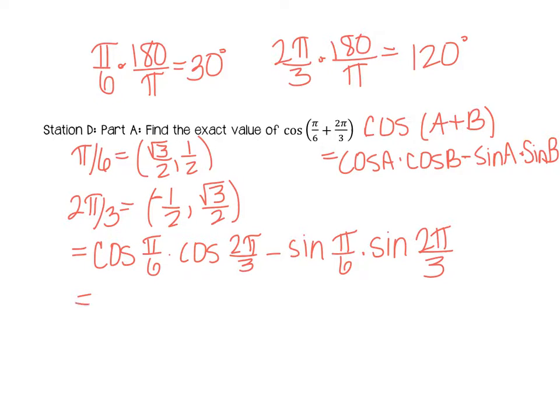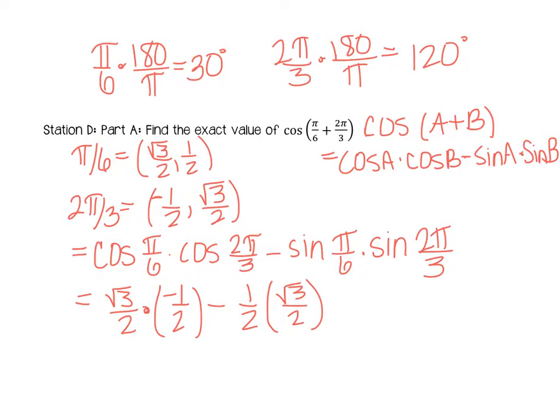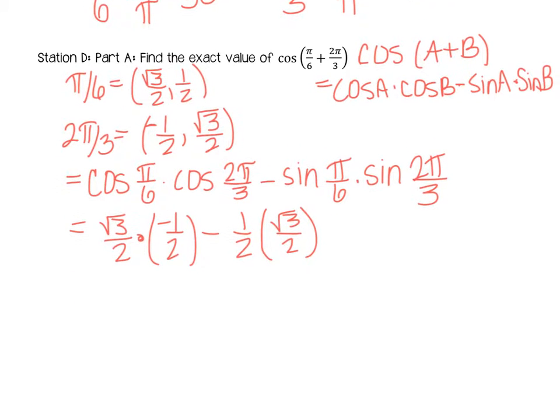So this is going to give me the cosine of pi over 6, that's going to be my x value. So root 3 over 2 times the cosine of 2 pi over 3, so that's times negative 1/2, minus the sine of pi over 6 is 1/2, times the sine of 2 pi over 3, and that's going to be root 3 over 2. Okay, so now I just need to do some simplification.